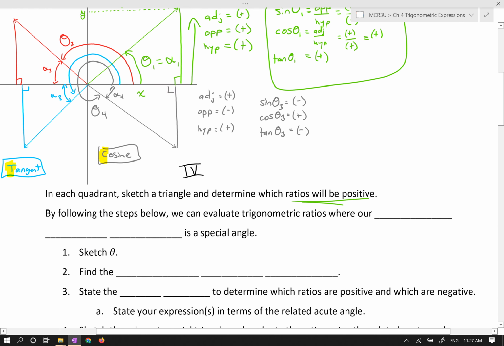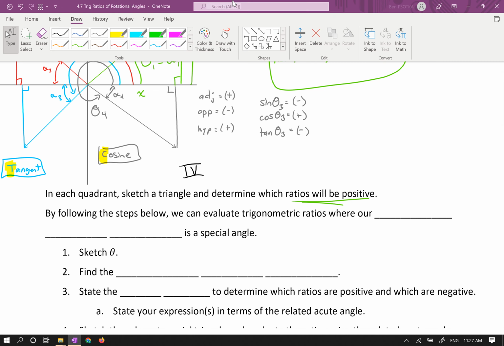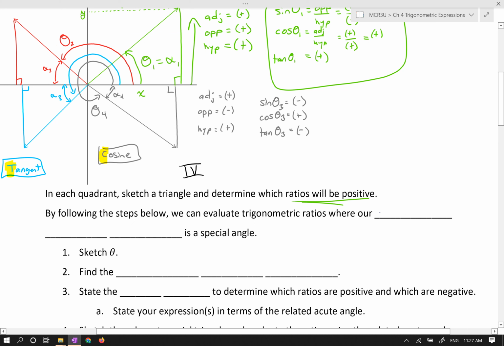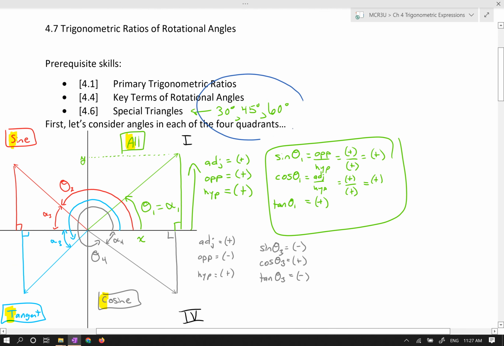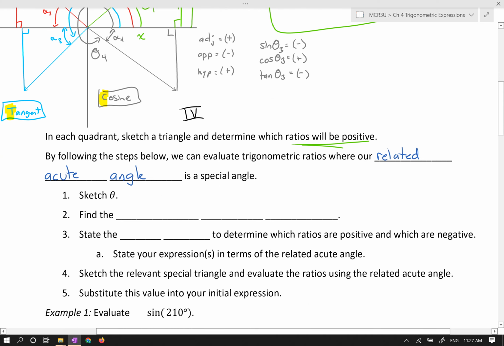Now, we're going to come up with some steps so we can evaluate our trigonometric ratios where our related acute angles, that's our key, are special angles. Those special angles, like we listed up above, are 30 degrees, 45 degrees, and 60 degrees. So that's what we'll work with here.